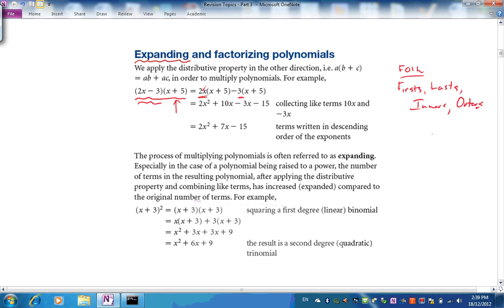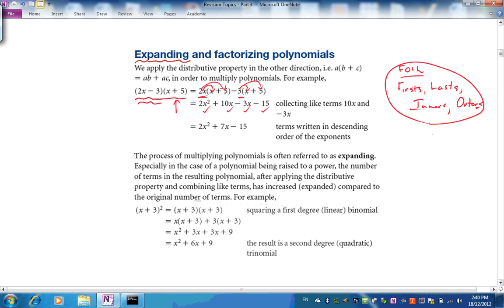And so it's 2x by x is 2x squared, 2x by 5 is 10x, check those off, negative 3 by x is negative 3x, negative 3 by 5 is negative 15. That's another way of ensuring that you multiply every term in the first bracket by every term in the second. In other words, you're doing the FOIL process.